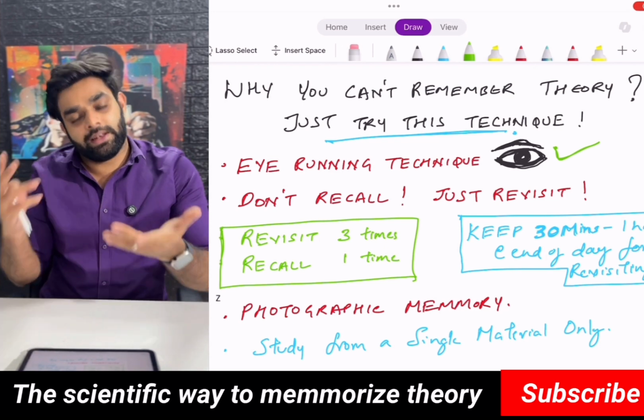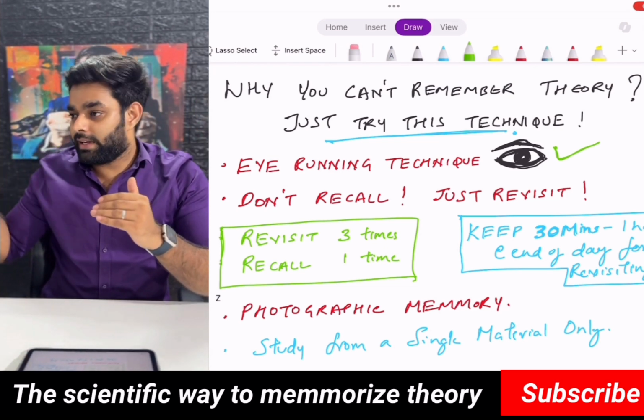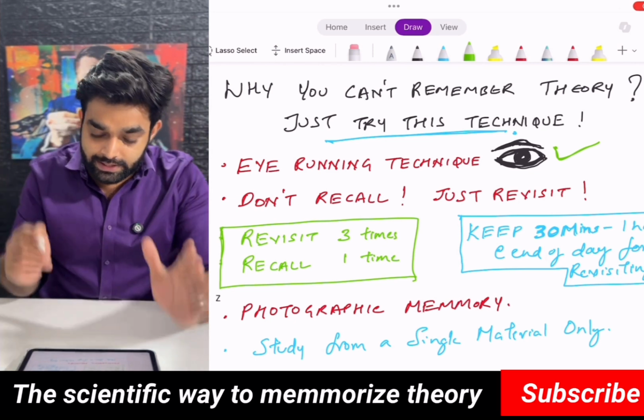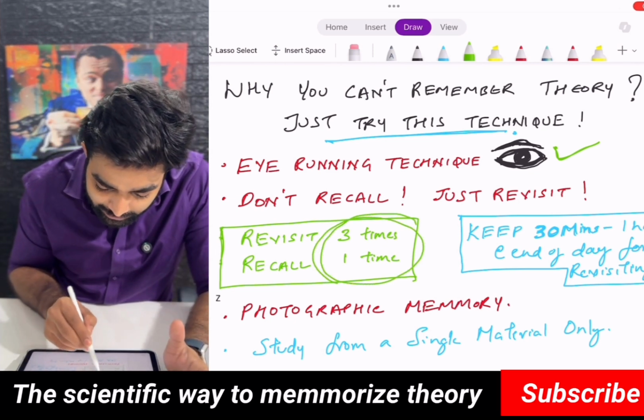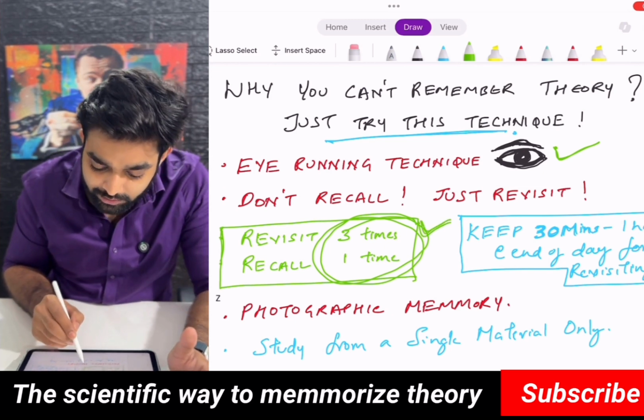We'll revisit again and again. For the first chapter, you try this. For the second chapter also, you try this for the next days. And this is how it works. So the technique is that you revisit 3 times and then try to recall 1 time. You revisit 3 times and then try to recall 1 time.